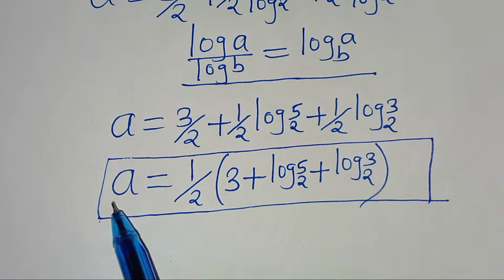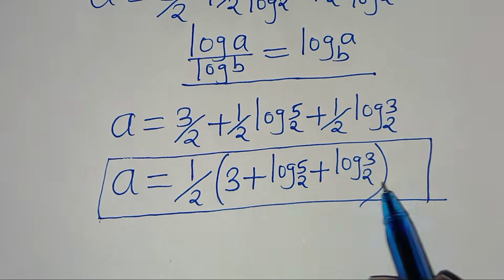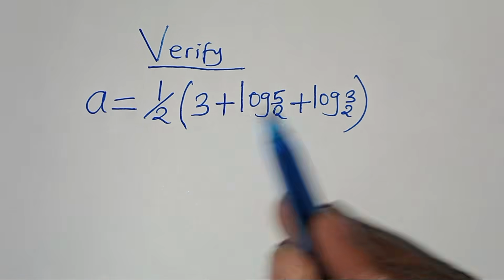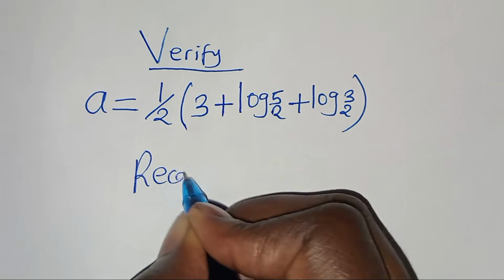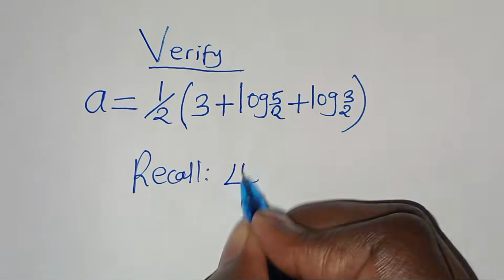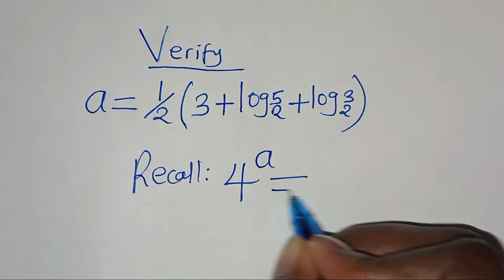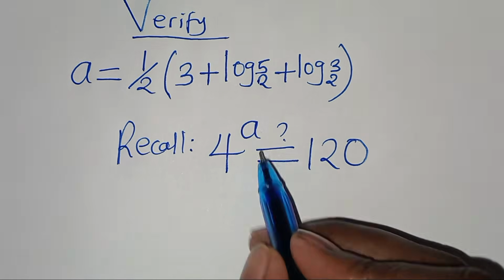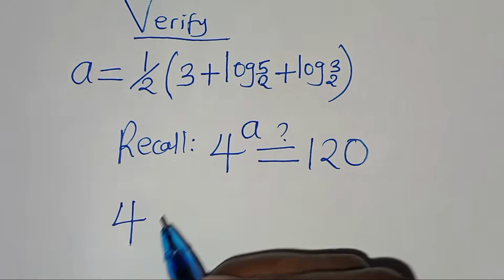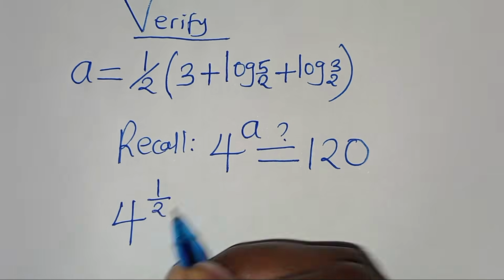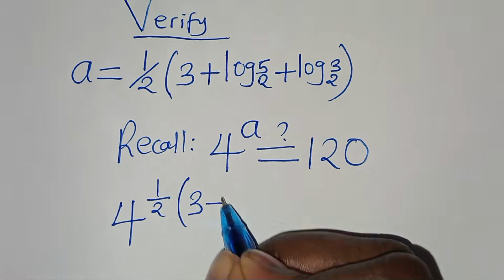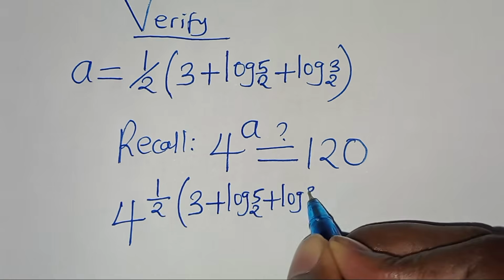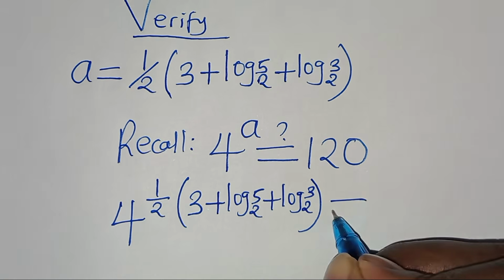The next step is to verify that this value of a satisfies the equation. Now if you recall, 4 to the power of a is supposed to give us a value of 120. So let's substitute the value of a. We have 4 to the power of half into the parentheses 3 plus log 5 to base 2, then plus log 3 to base 2. This should give us a value of 120.